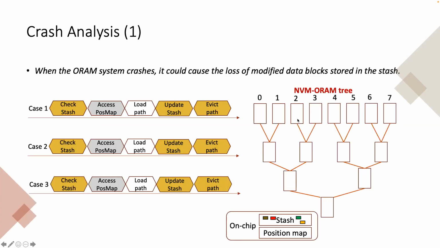Next, we analyze the reasons that make it challenging to design a crash consistent ORAM system. With non-volatile memory as a backend, everything written back to the memory is persistent. However, the on-chip buffers, such as data stored in the stash, are still in a volatile state. So if a crash happens at any stage of an ORAM access, the content, especially the data modified in the stash, will be gone.